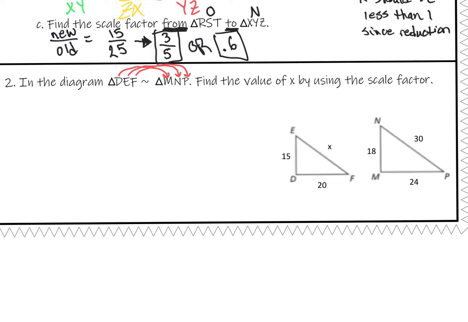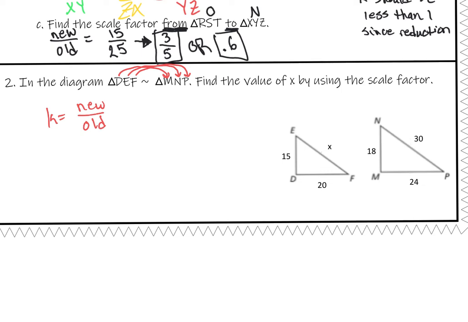Cool. Find the value of X by using the scale factor. Okay, cool. Now, in this one, it doesn't say we're going from a certain triangle to another triangle. So you might be thinking, well, how do I determine which one's the old? Because remember, scale factor equals new over old.